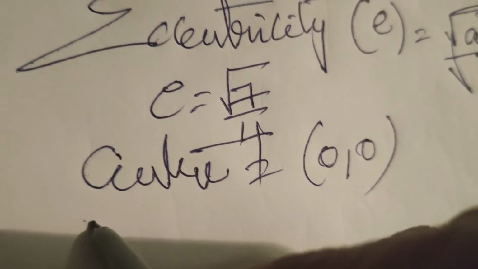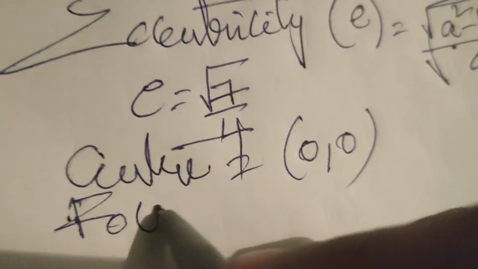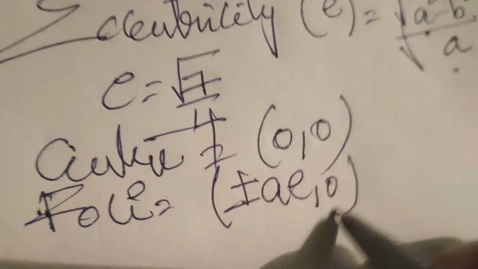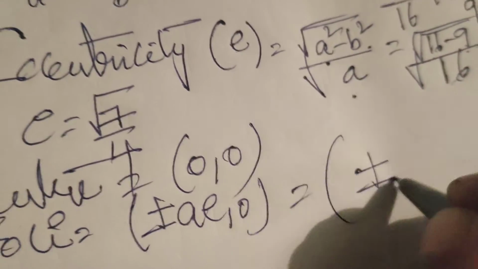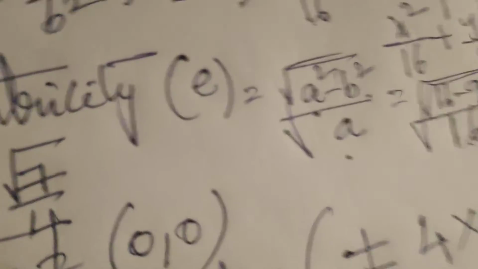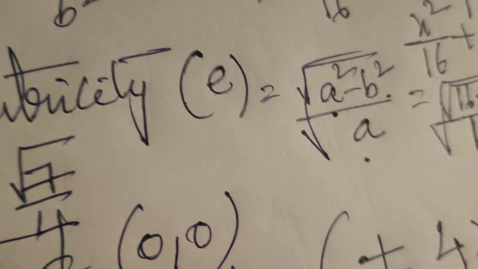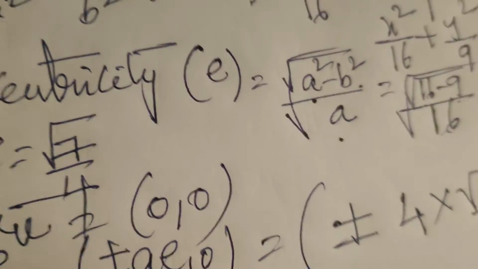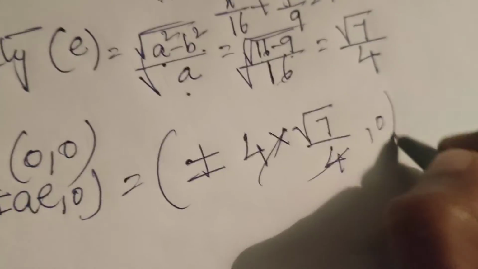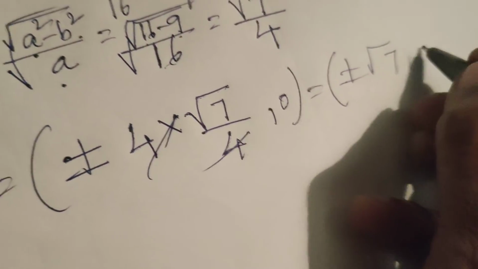Next, find out the foci. Foci means the formula here is plus or minus ae comma 0, that is plus or minus a means 4 into e means root 7 by 4. The 4 gets cancelled, comma 0. That is plus or minus root 7 comma 0.